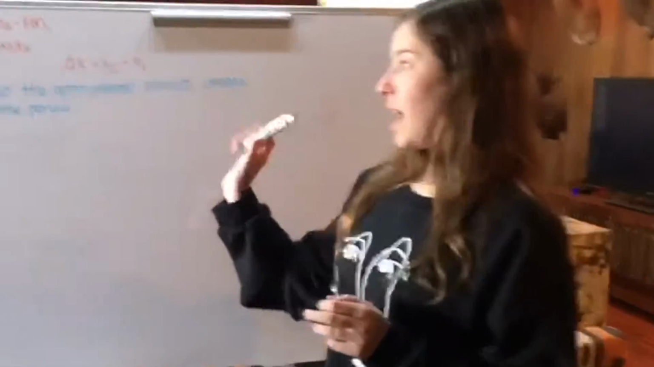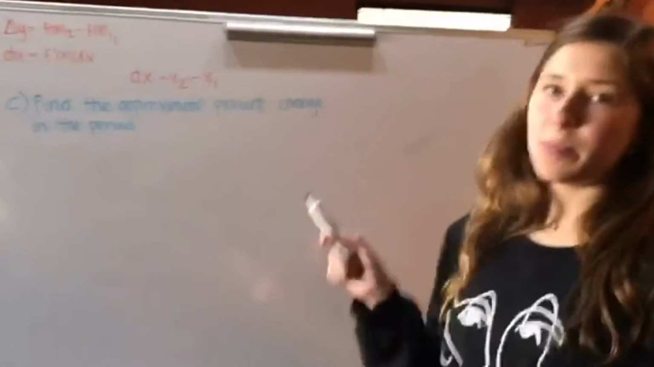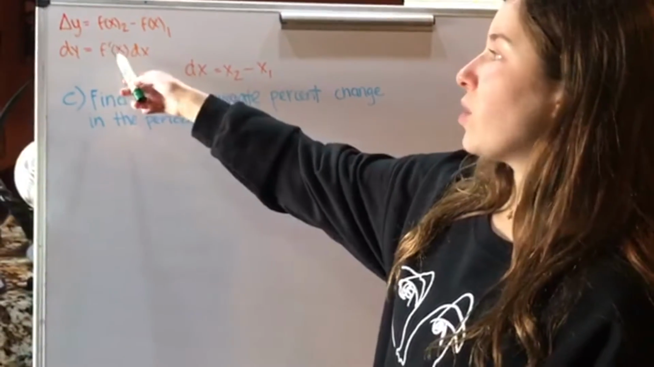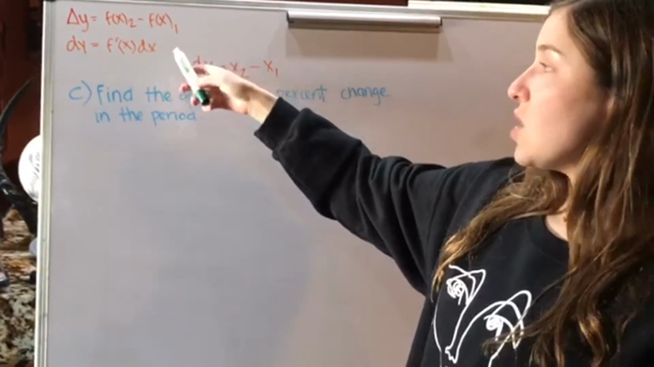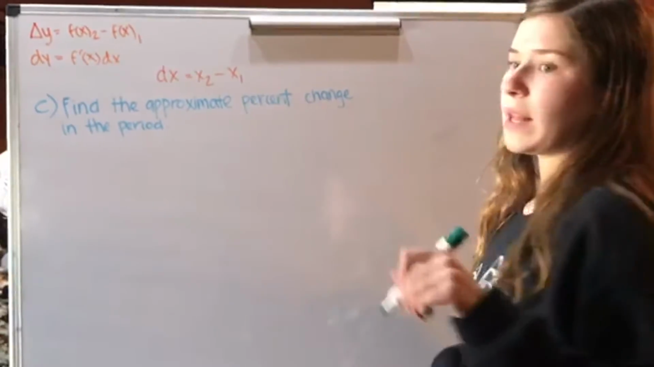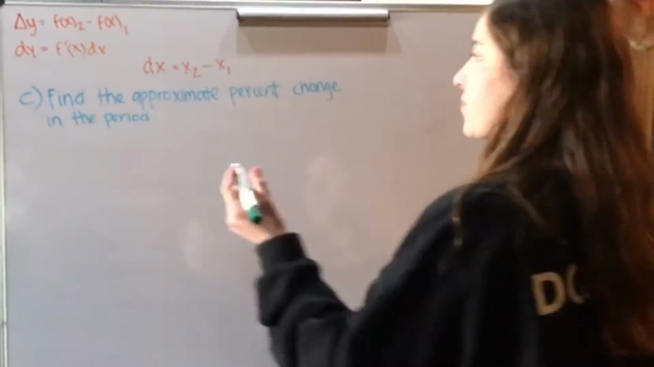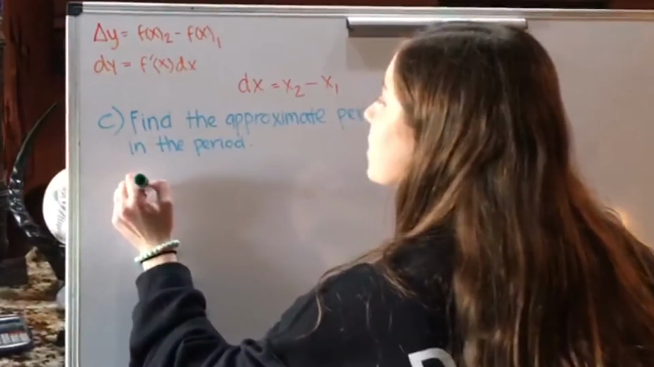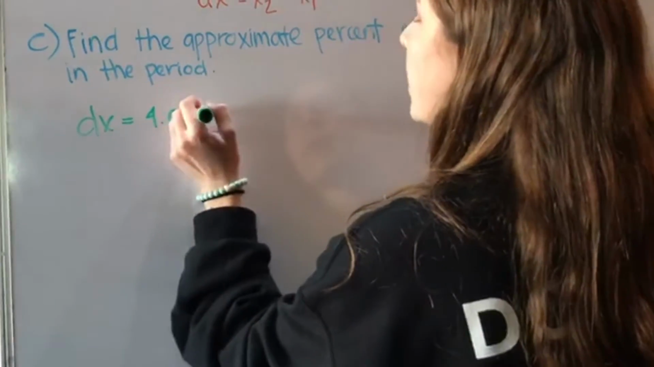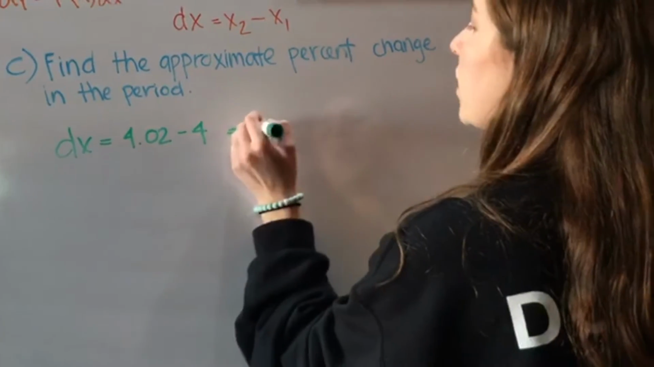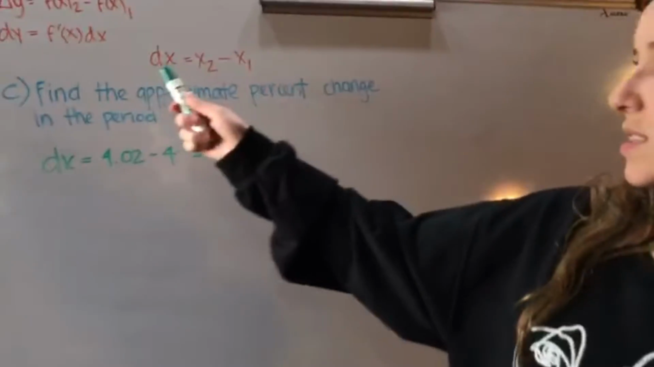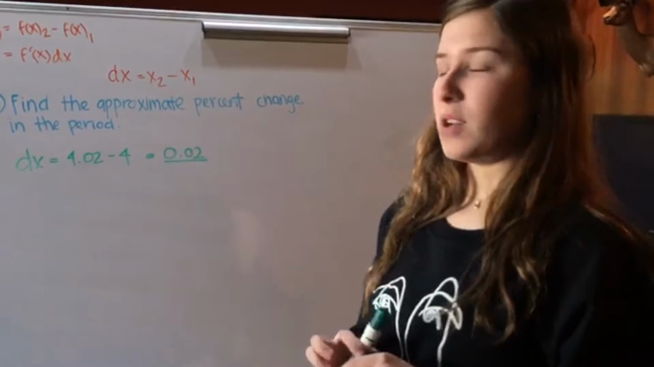In part C, we're asked to find the approximate percent change in the period. The formula for approximation is dy equals f prime of x dx. We have to find the dx. Like in the problem before, x2 was 4.02 and x1 was 4, so we get 0.02. Now we're going to differentiate the original formula that they gave us.